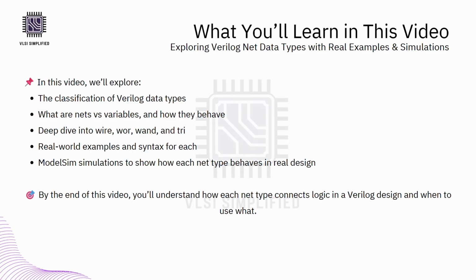So in this video, we are going to explore the core net types in Verilog, the signals that connect different parts of your digital circuit. We'll start by revisiting the purpose of nets and how they differ from variables. Then, we will break down 4 key net types. That is wire, the most commonly used net for point-to-point connection. Then wire OR and wire AND, which help resolve multiple drivers using logical OR and AND respectively. And trireg, a special kind of net that remembers the last driven value, which is useful for simulating bus hold behavior.